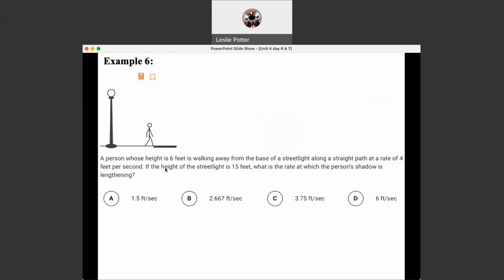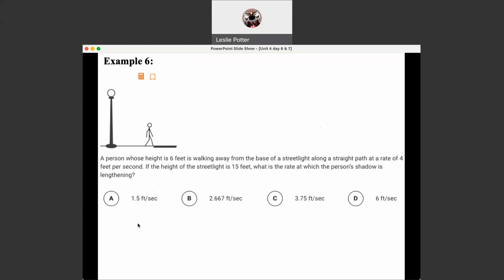Okay, this is a really common question. So we've got a street light here, we've got a person walking, and of course the street light's going to cast a shadow on that person. It says a person whose height is 6 feet is walking away from the base of a street light along a straight path at a rate of 4 feet per second. If the height of the street light is 15 feet, what is the rate at which the person's shadow is lengthening? So the farther away this person gets, the longer its shadow gets.